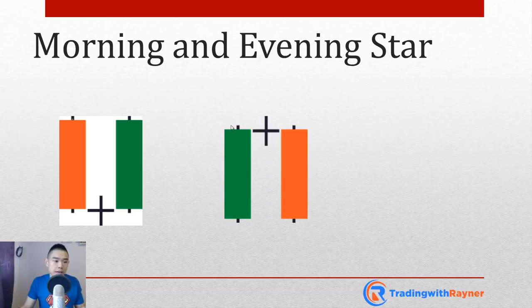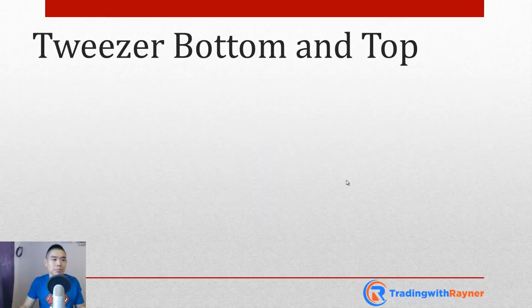First candle, buyers are in control, closing near the highs. Second candle, indecision, right? They can't decide whether to go up or go down, so that's why they close at the same level where they open. On this candle over here, the open and close are at the same level. And third candle, bears come in and push price lower, closing near the lows. So this is what we call an evening star, a bearish reversal pattern.